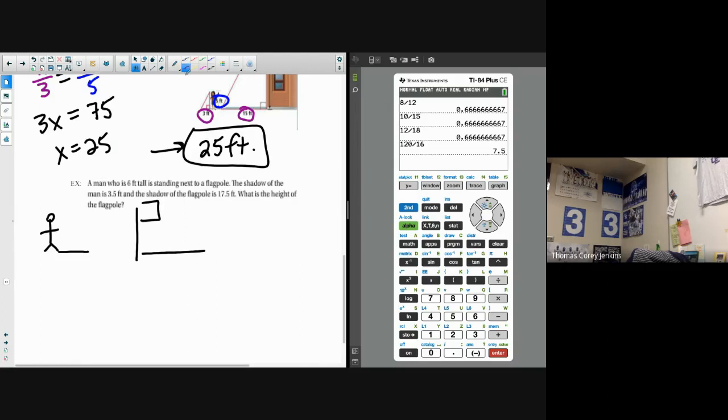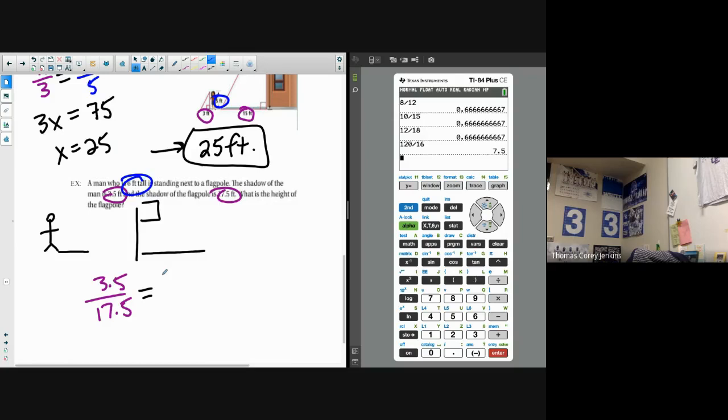All right, so let's see. The shadow of the man is 3.5 feet. The shadow of the flagpole is 17.5 feet. So these correspond to each other because they're both shadows. And I'm going to do 3.5 over 17.5 just because that was the order they were listed in. I could easily set it up the other way. The only other real quantity they give me is that the man is 6 foot tall.